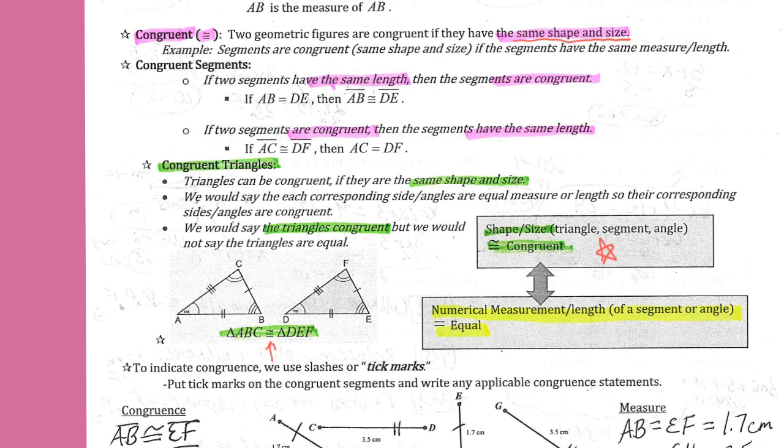If they have the same shape and size, two shapes, whether it's a triangle, segment, angle, etc., you call them congruent. But if things are congruent, guess what? We probably have some equal lengths going around, or equal angle measures going around. So if the length of something is the same, you could make it equal.